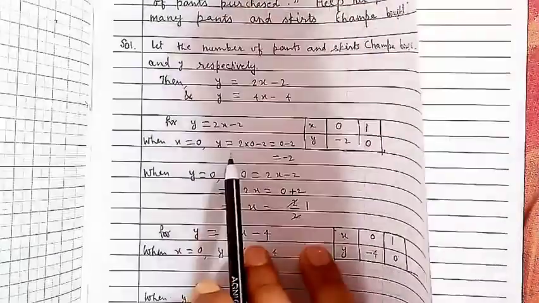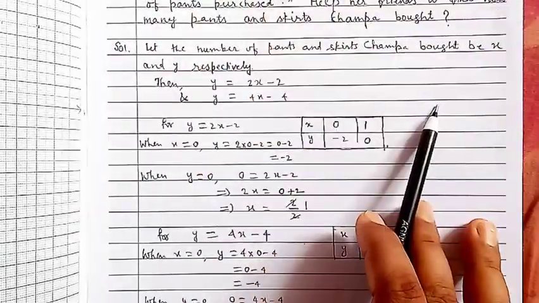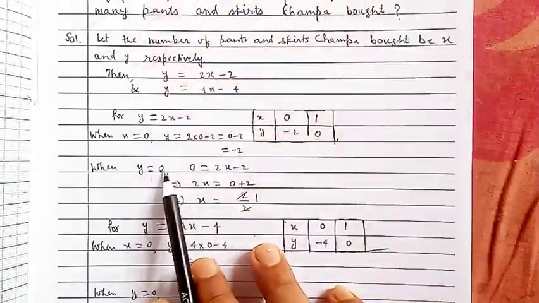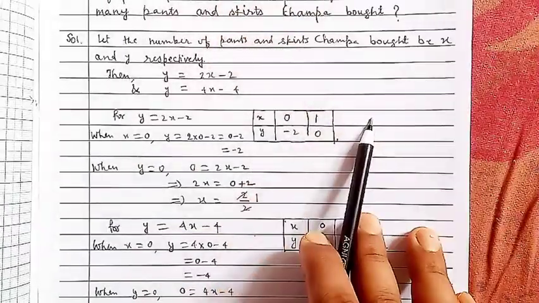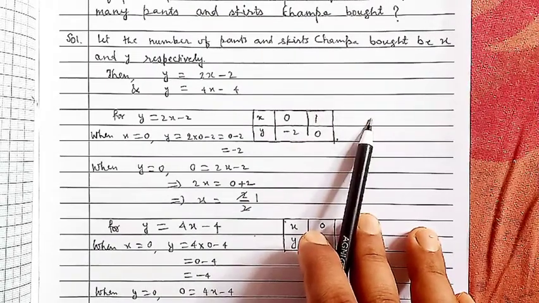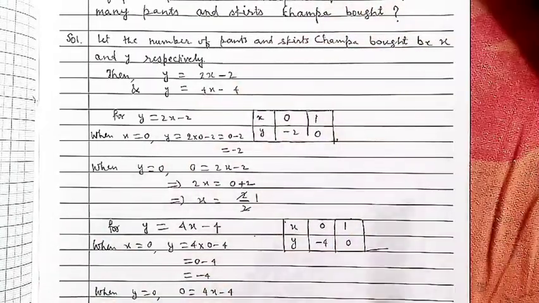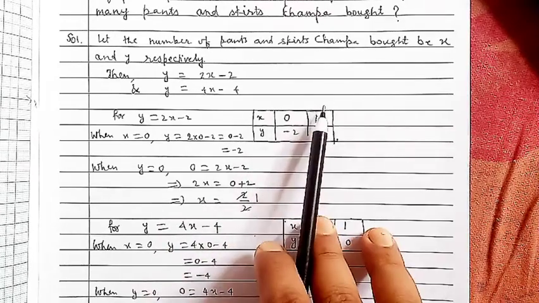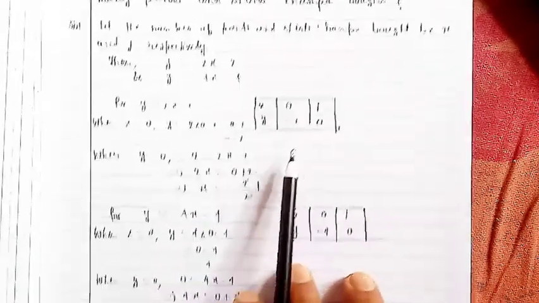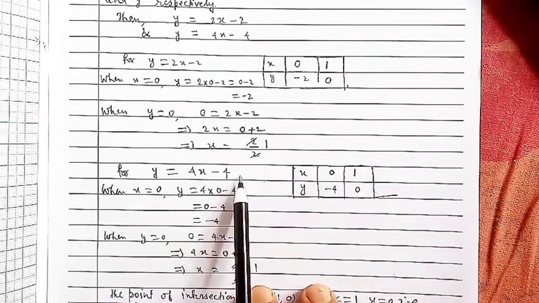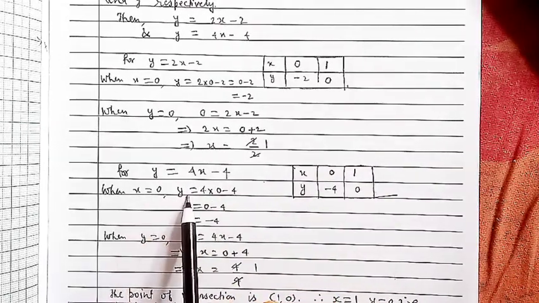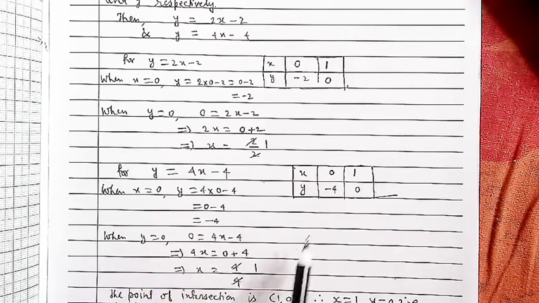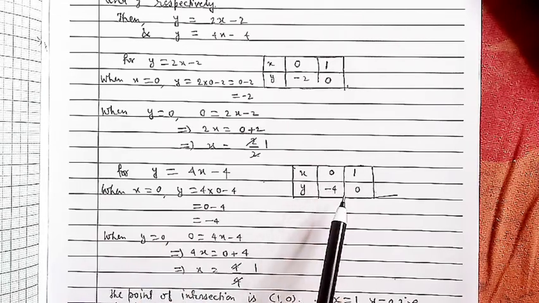For y is equal to 2x minus 2, when x is equal to 0, y is equal to minus 2. When y is equal to 0, x is equal to 1. So we get the points 0, minus 2 and 1, 0. For y is equal to 4x minus 4, when x is equal to 0, y is equal to minus 4. When y is equal to 0, x is equal to 1. So we get the points 0, minus 4 and 1, 0.